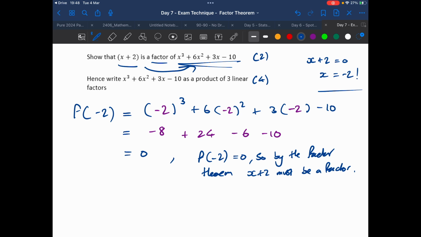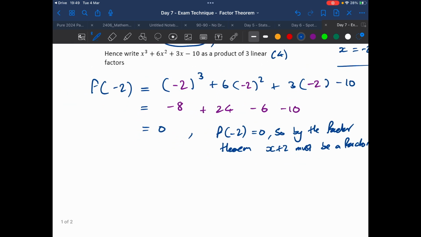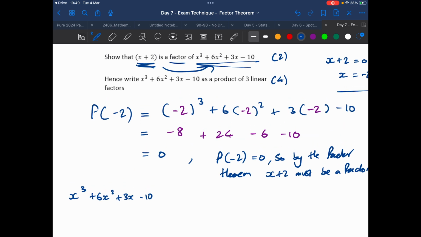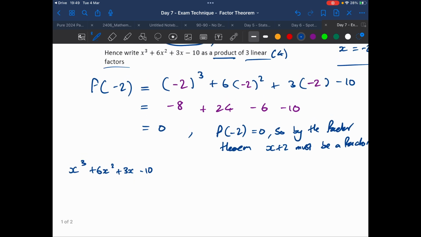What else can we do with it? Well, we can now do a little bit of extra work. We can say that x cubed plus 6x squared plus 3x minus 10, there must be a way that x plus 2 fits into this and it leaves something else. It leaves something that shows that we can make a product, and eventually we can get 3 linear factors. So how are we going to do this? Let's have a go at doing a method that I quite like.